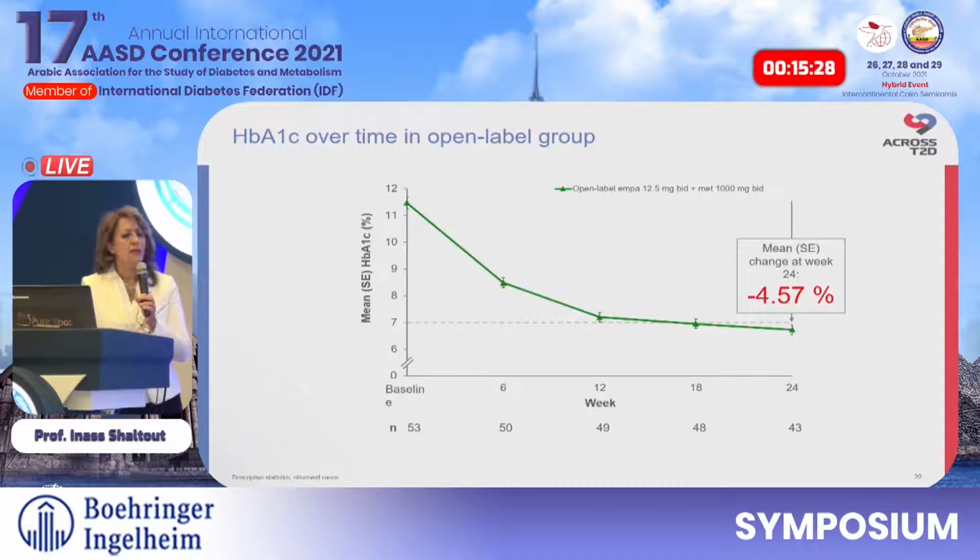Another study used empagliflozin in combination with metformin, and it showed a reduction of hemoglobin A1C of more than 4.5%. Let me remind you that in these patients the hemoglobin A1C at baseline was 11.5. They were severely uncontrolled. So the combination of empagliflozin with metformin reduced the hemoglobin A1C by more than 4.5%.